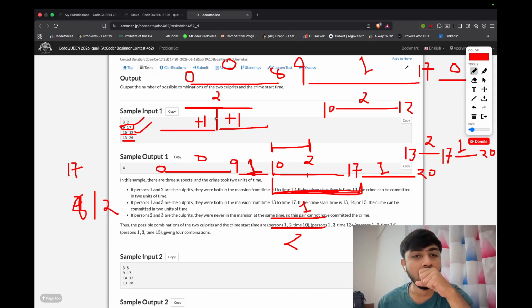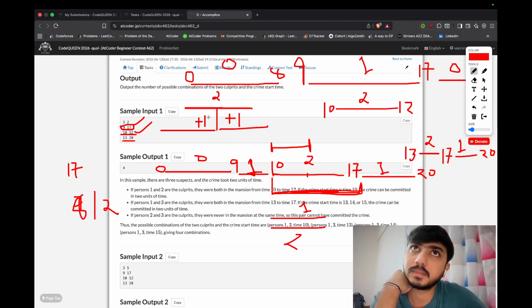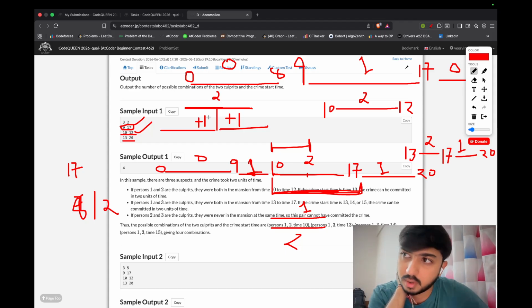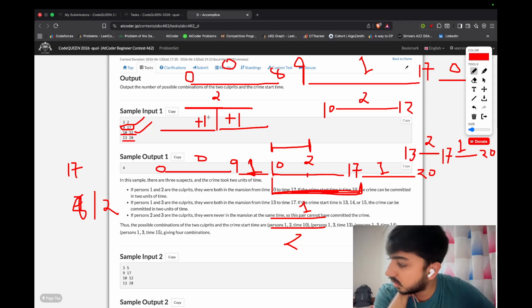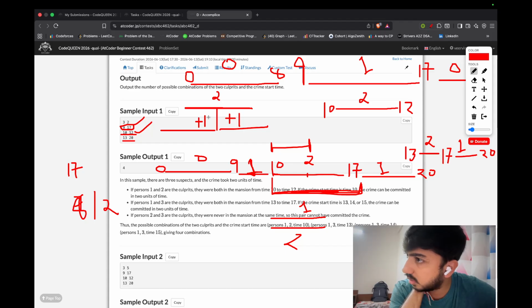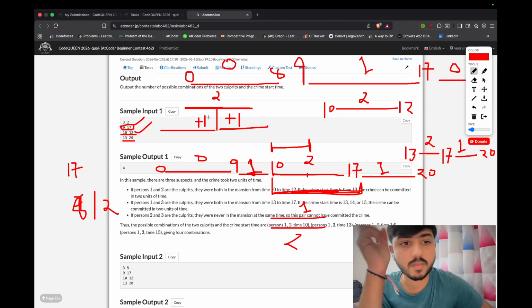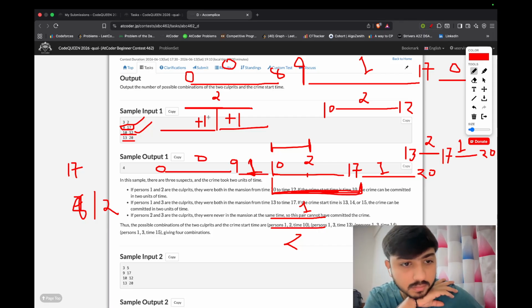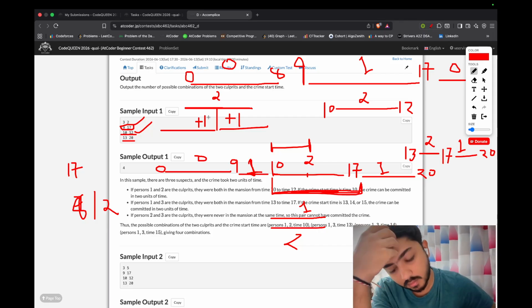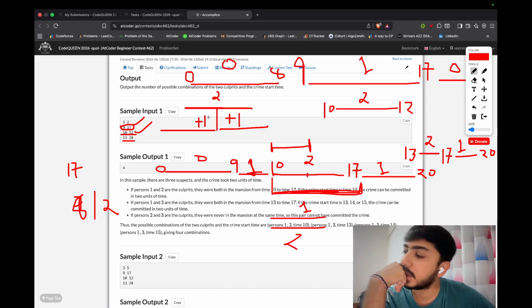To handle this case, then we are good to go. And how can we handle this? The ending point, right?